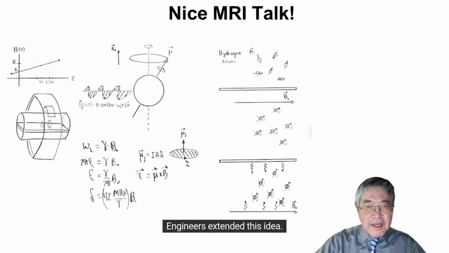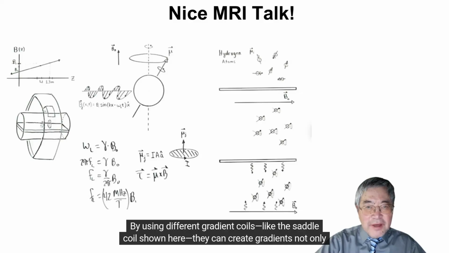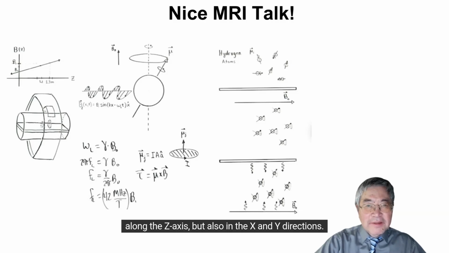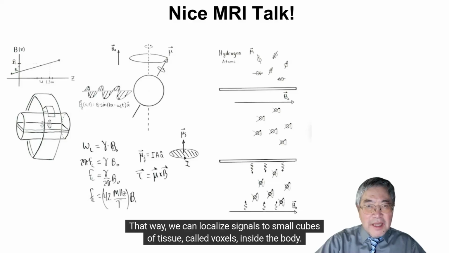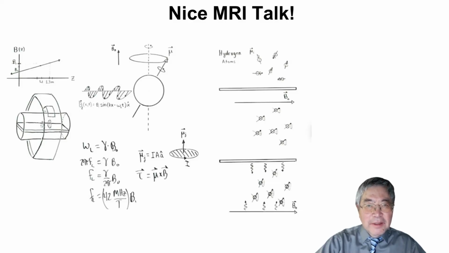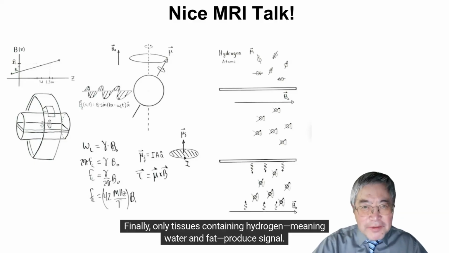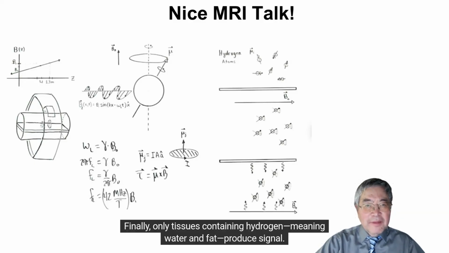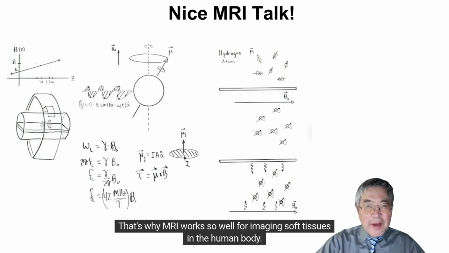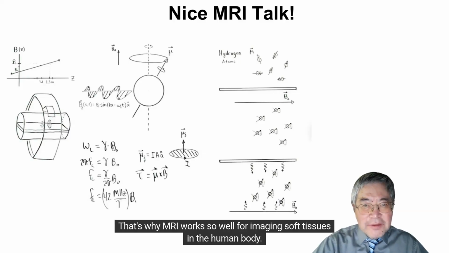Engineers extended this idea. By using different gradient coils, like the saddle coil shown here, they can create gradients not only along the z-axis, but also in the x and y directions. That way we can localize signals to small cubes of tissue called voxels inside the body. Finally, only tissues containing hydrogen, meaning water and fat, produce signal. That's why MRI works so well for imaging soft tissues in the human body.